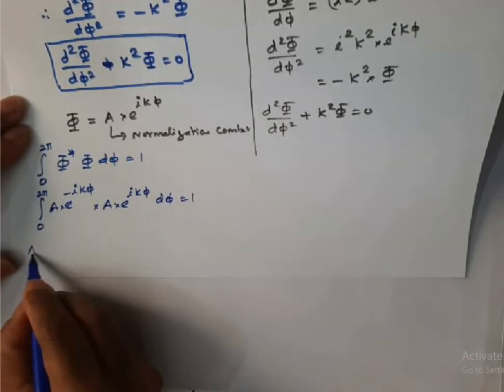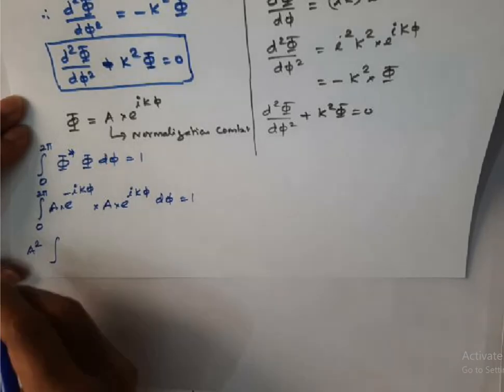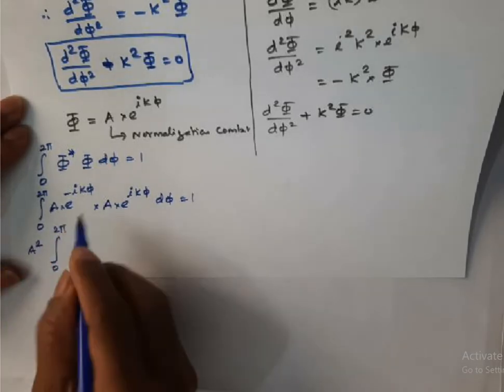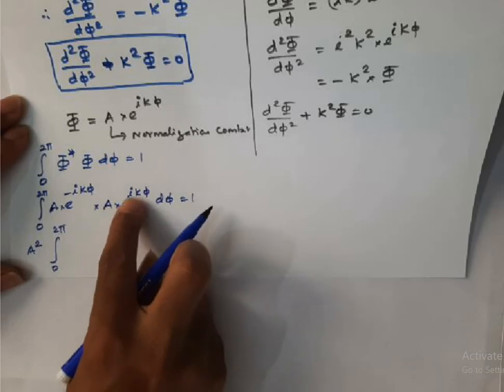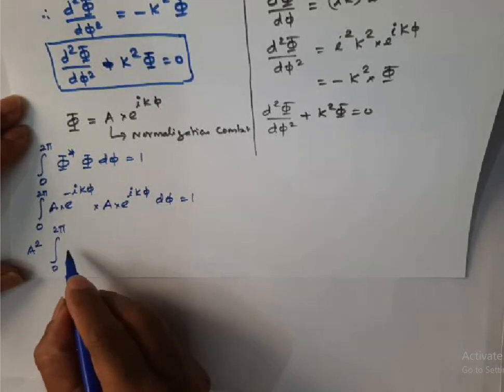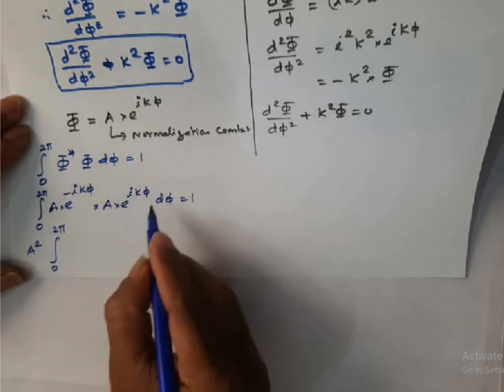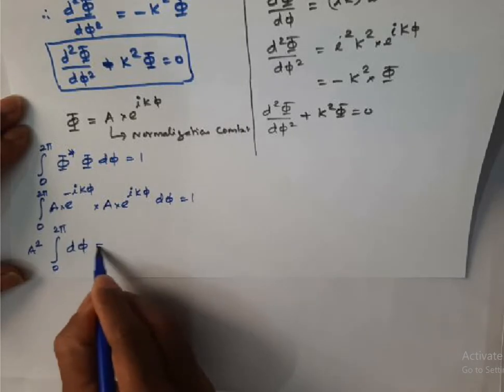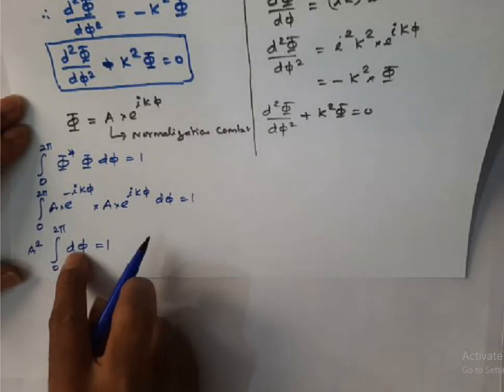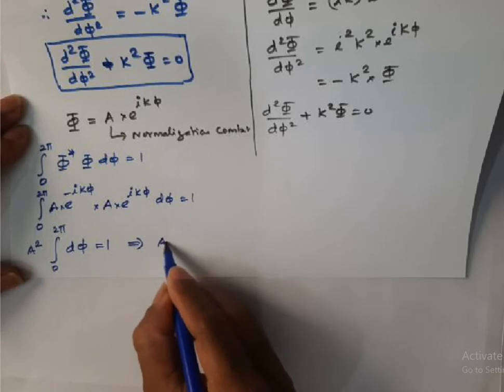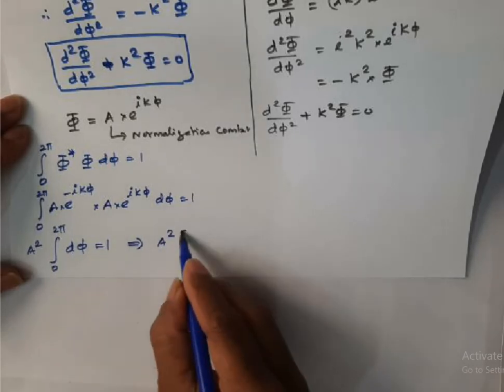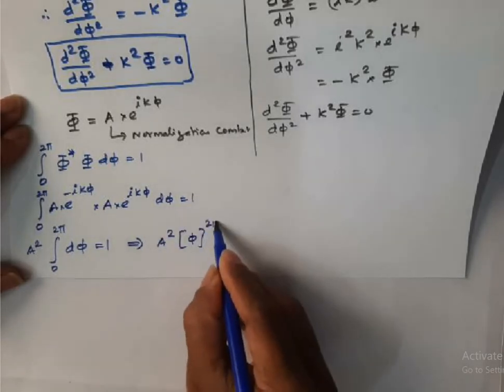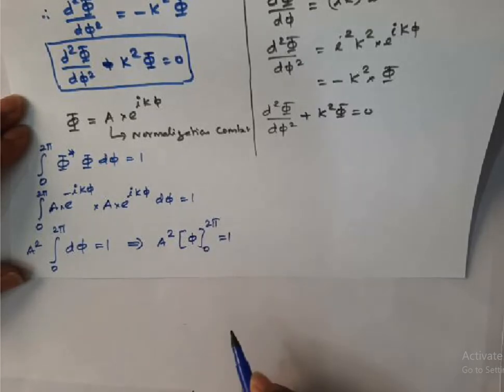A into A is A square. Let me take it out. Integral 0 to 2 pi. E power minus i k phi, e power plus i k phi, if you multiply, you will get e power 0. E power 0 is 1. So only that d phi will remain. What is the integral of d phi? I'll keep A square as such. Integral of d phi is phi. Upper limit is 2 pi, lower limit is 0.